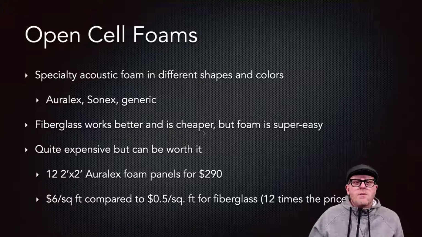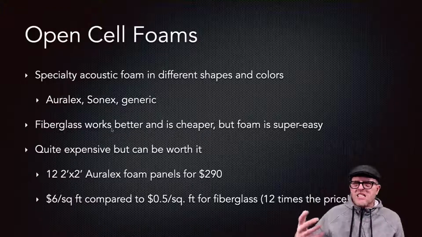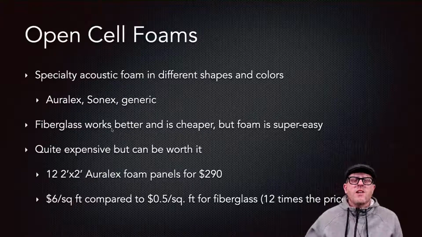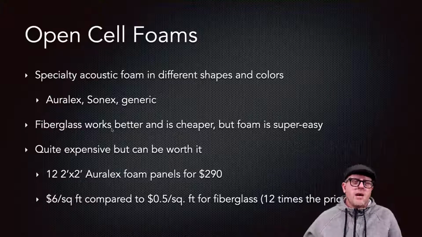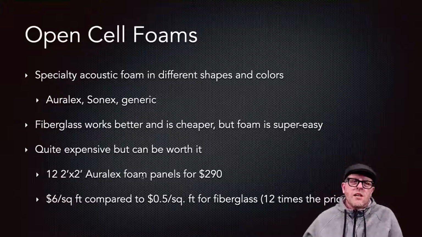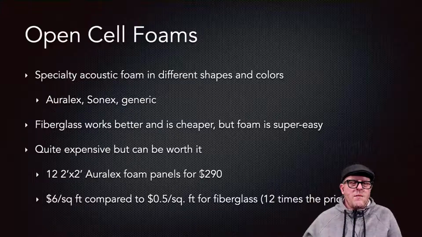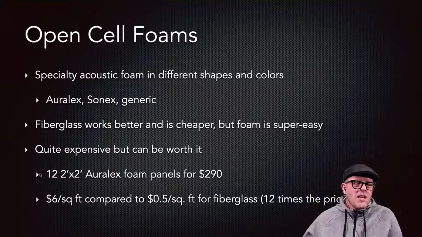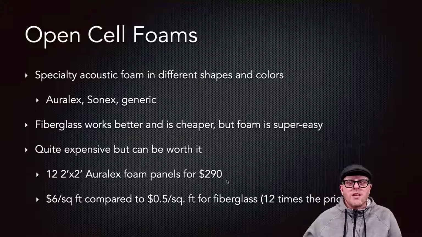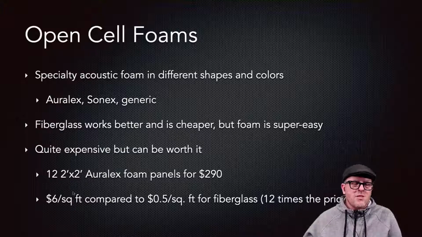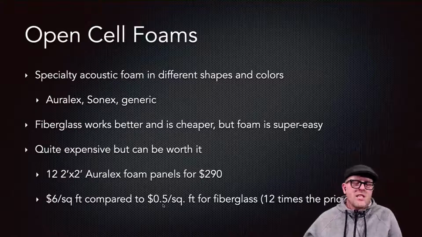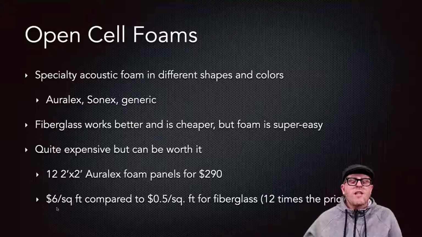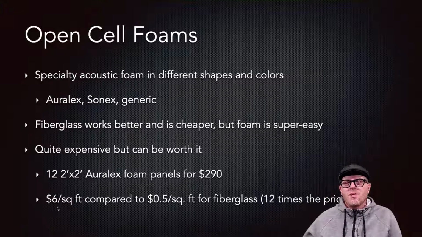Fiberglass works better and is cheaper, but foam is super easy. With fiberglass, you just have to deal with it because it's fiberglass. If you can afford it, you can get the rigid fiberglass, the Owens Corning 703, which is awesome. But again, it's harder to find, and quite expensive, though it can be worth it. Twelve 2-foot by 2-foot Auralex foam panels for $290 is really expensive. That's $6 per square foot compared to 50 cents a square foot for fiberglass. So it's 12 times the price for acoustic foam than it is for fiberglass.